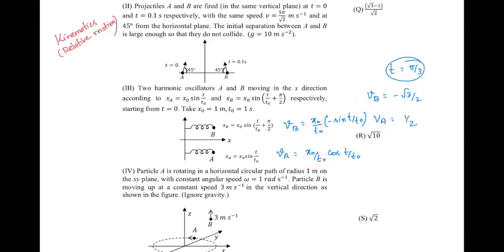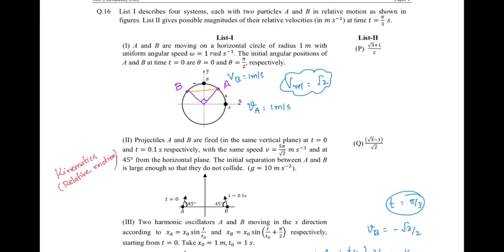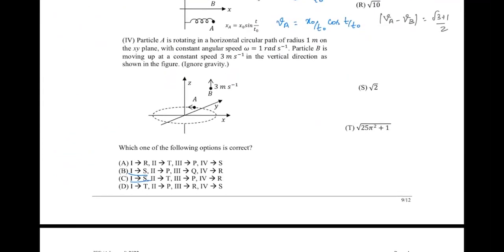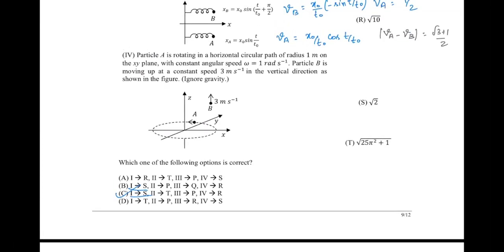Now you need to find just their relative velocity magnitude, right? So VA minus VB is what you need. The modulus of VA minus VB is going to be root 3 plus 1 by 2. That would match with P. So when that is matching with P, I'll go ahead and pick it. The third one should match with P. So C is the answer, because I solved for the SHM one, the third one. The third one is matching with P, and the answer should be C for this particular question.